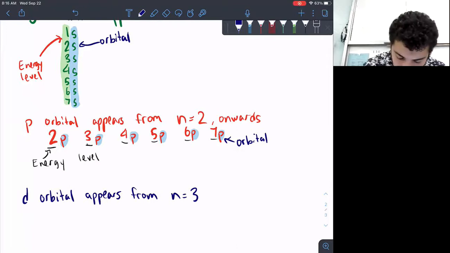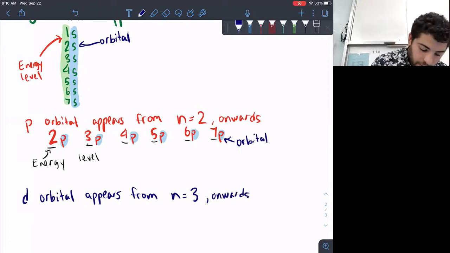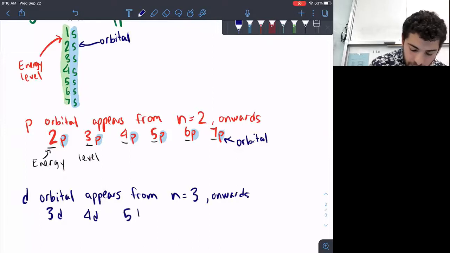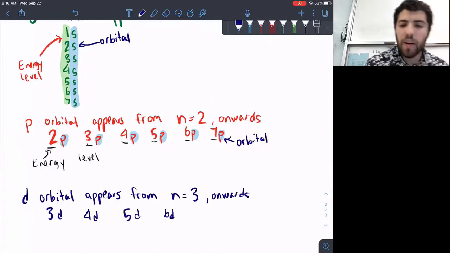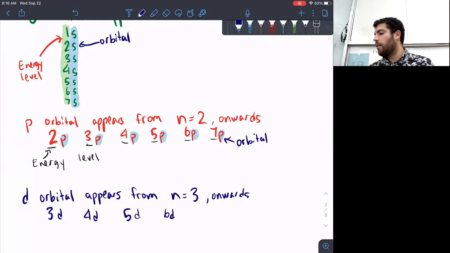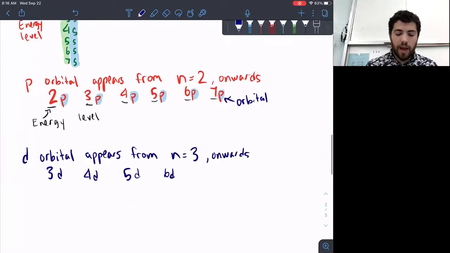3 onwards. However, we only have 3D, 4D, 5D, and 6D. We don't have anything that yet accesses the 7th D. That will kind of make sense in a moment when I start showing you the periodic table again with this. But once again, the front number is the energy level, and the back letter is the orbital.